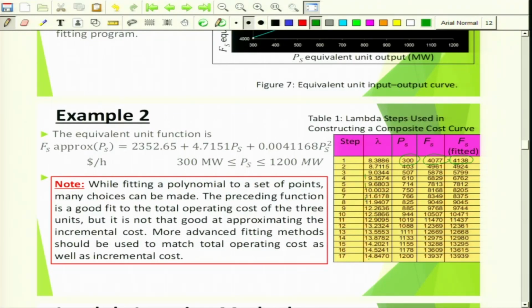Now there is a small error, but it is around 1%. This can be acceptable. It should not be like the error is 10% or something like that. You obtain this for all lambda from lambda minimum to lambda maximum, and once you get this curve, then you get this a plus bp plus cp square. This is a composite characteristic function. That means this characteristic curve represents approximately the summation of the individual characteristic curves of the generators.